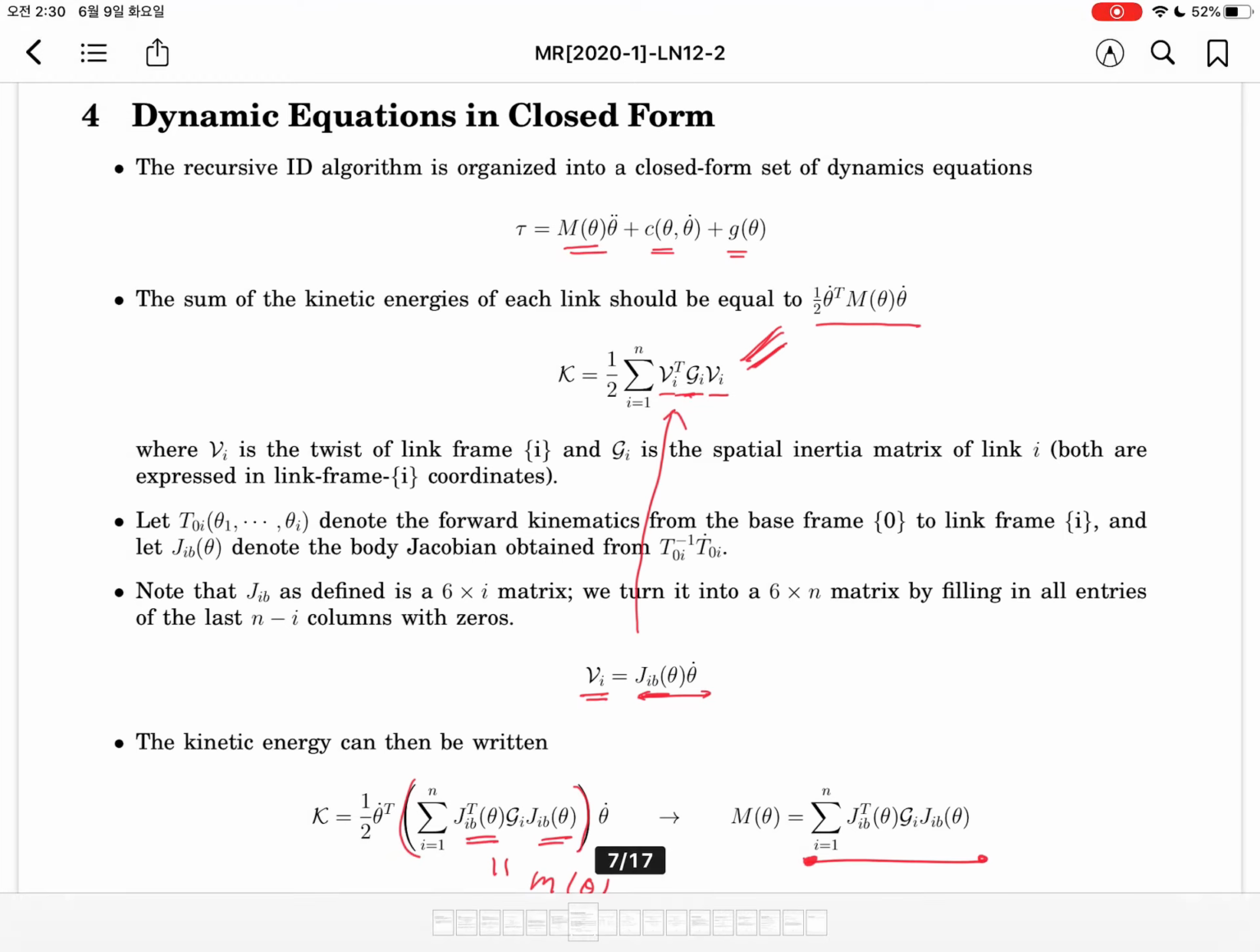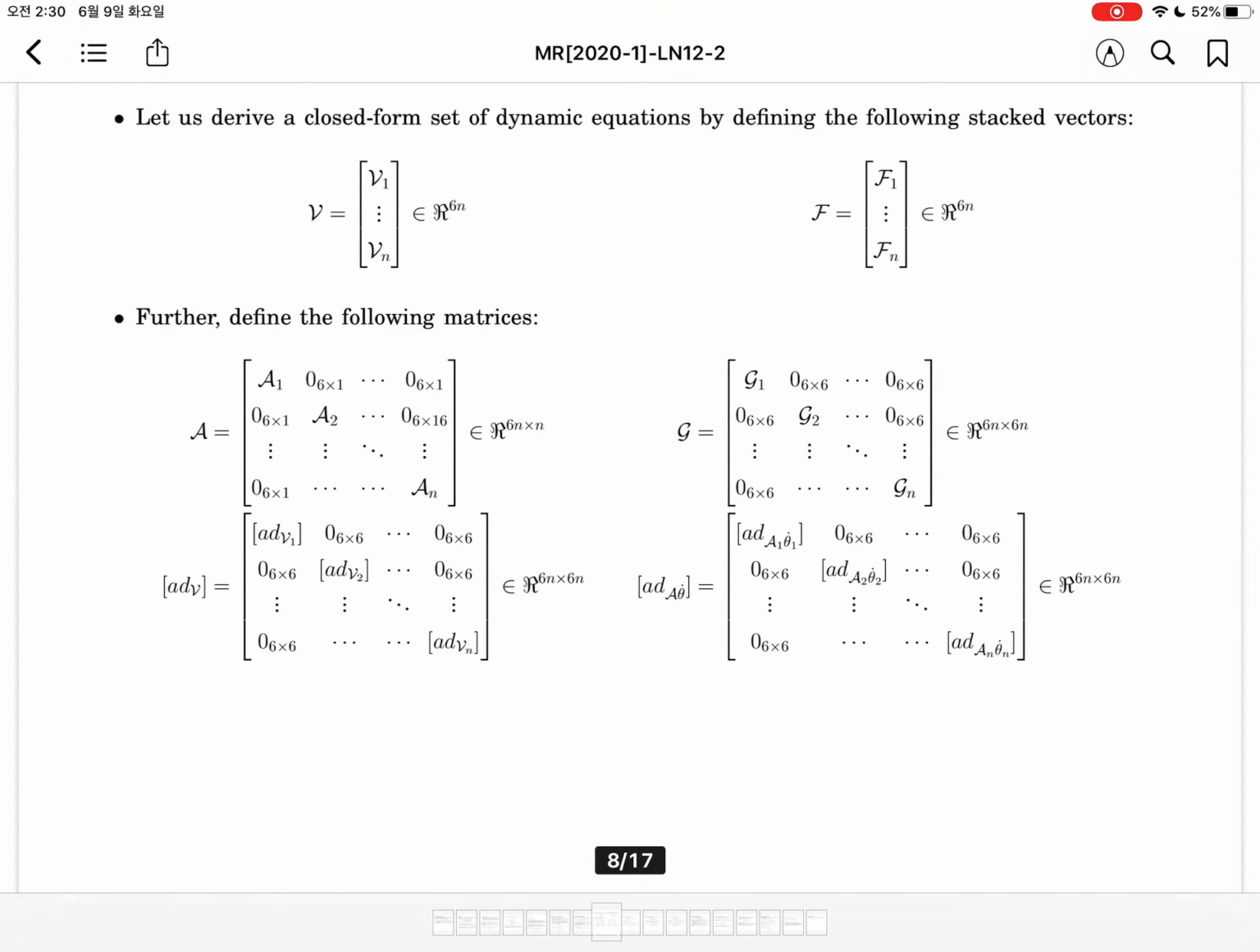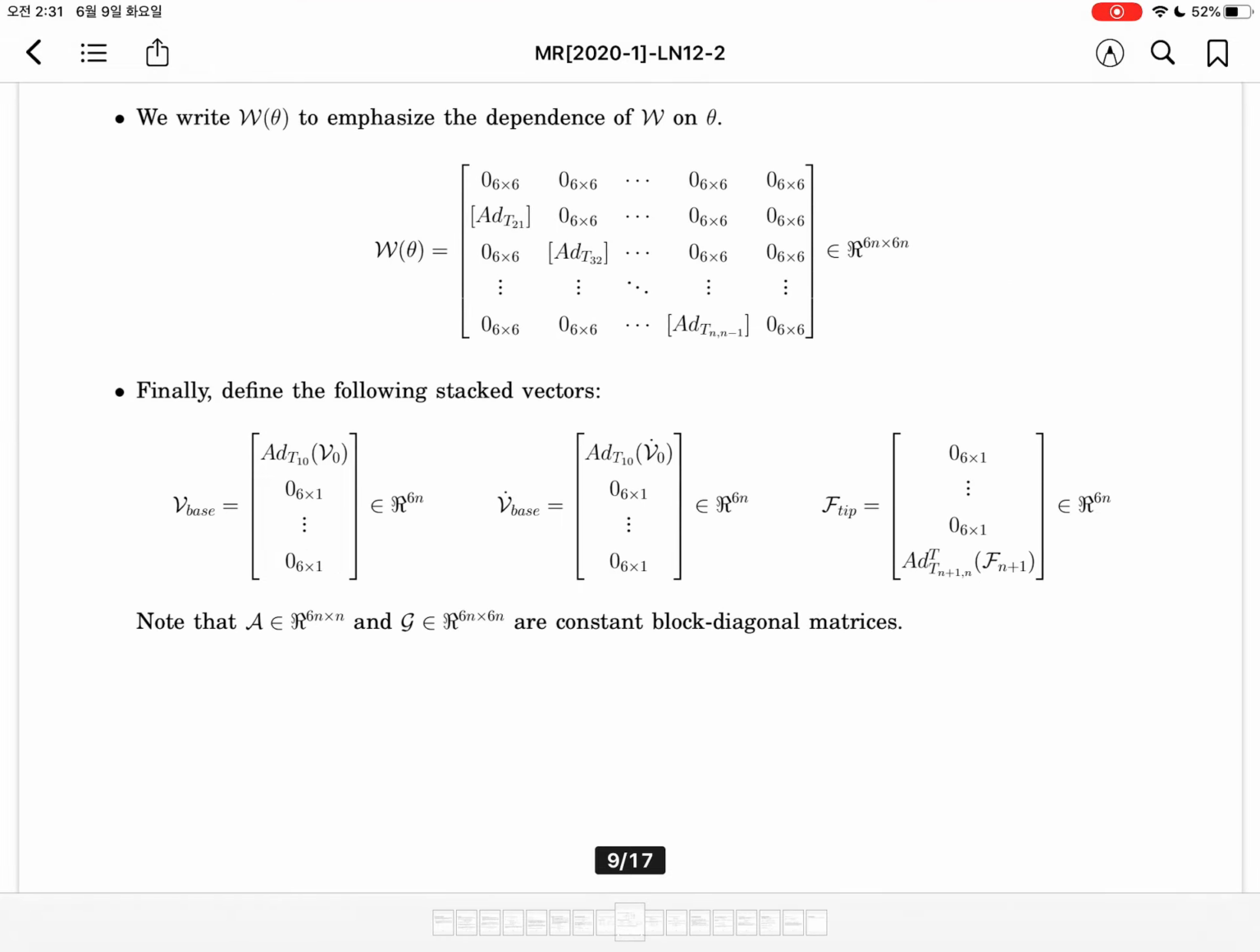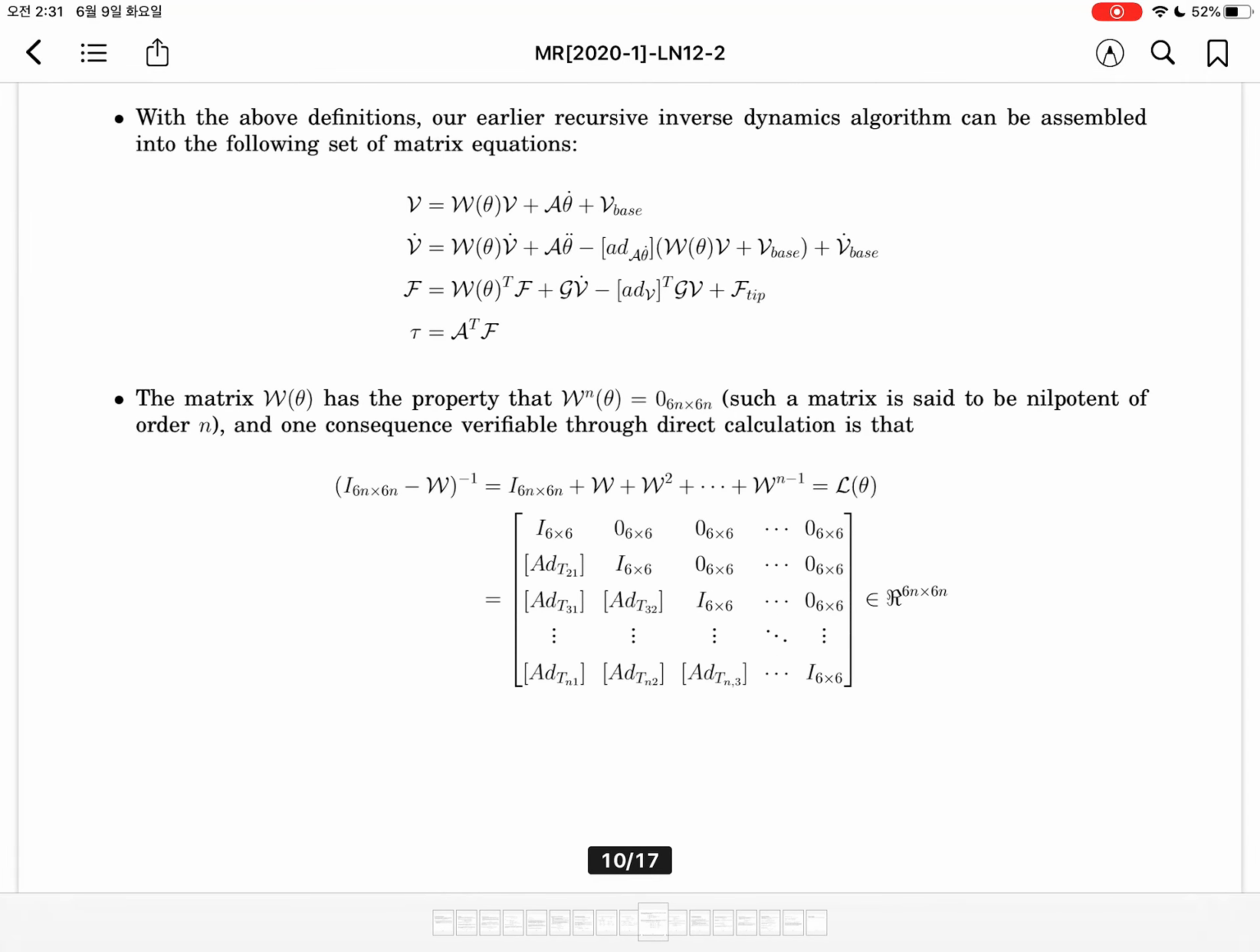On the other hand, we will collect every equation of kinematics and every backward equation will be collected to make the MCG here. Okay. Later I will explain it.